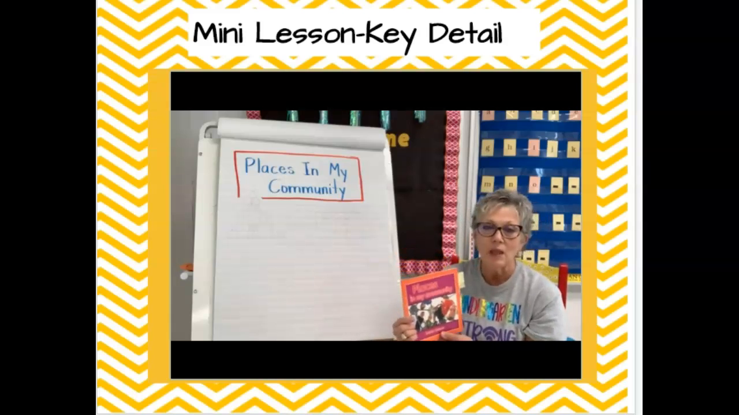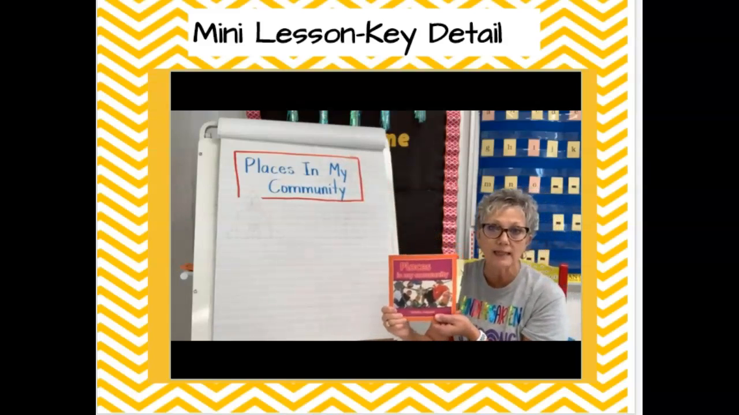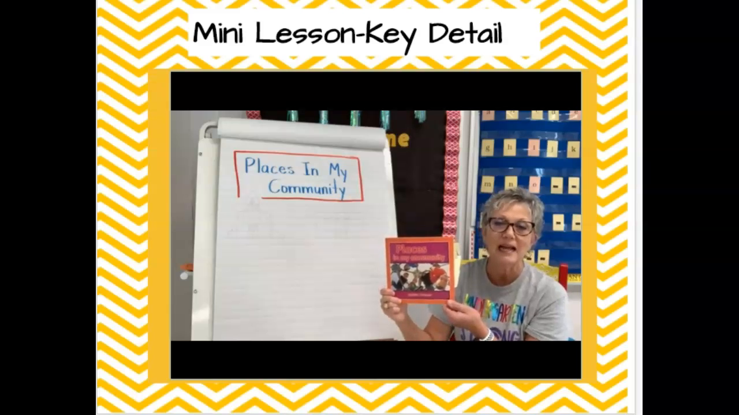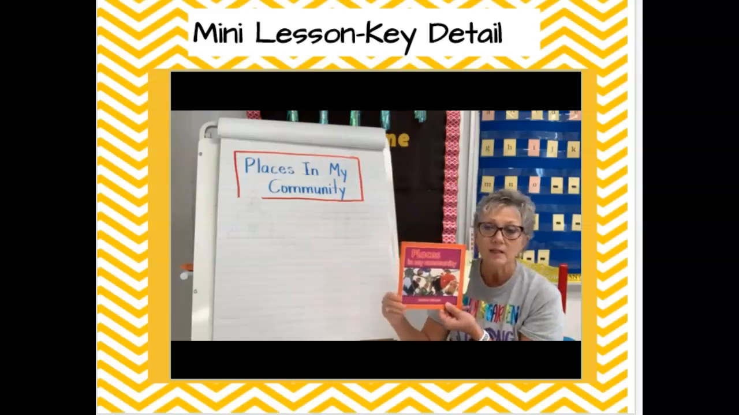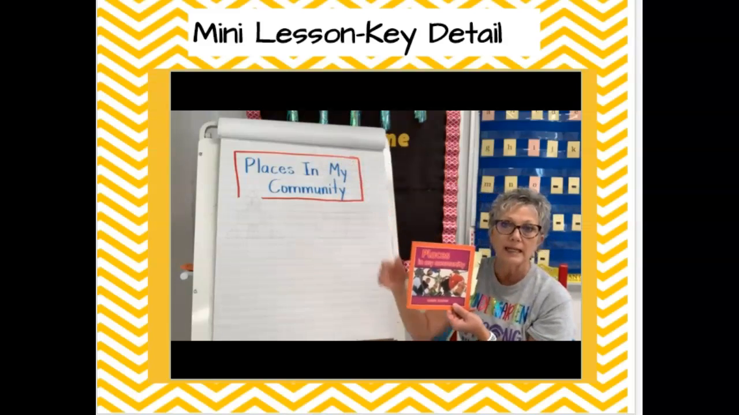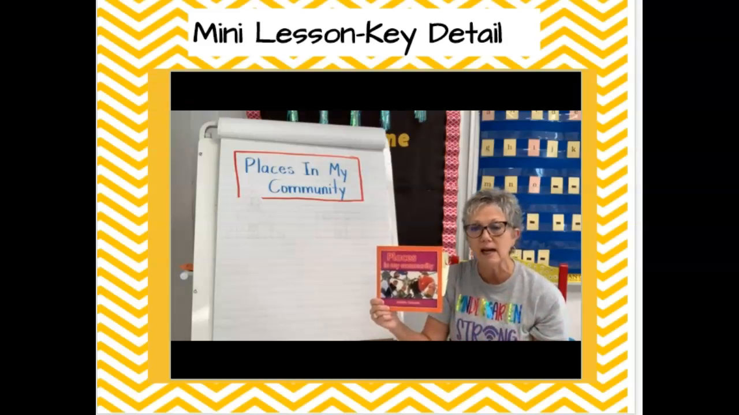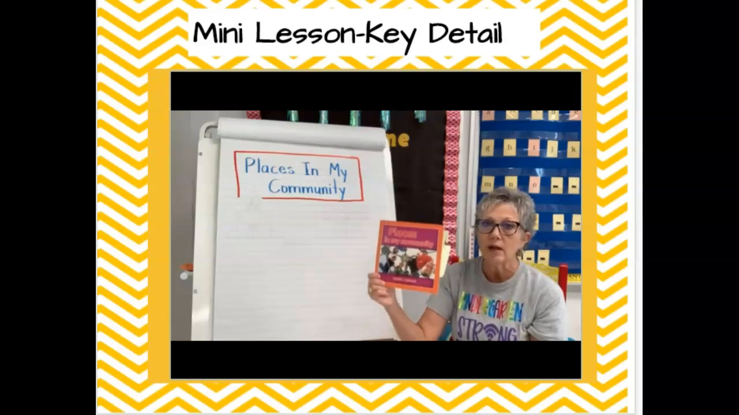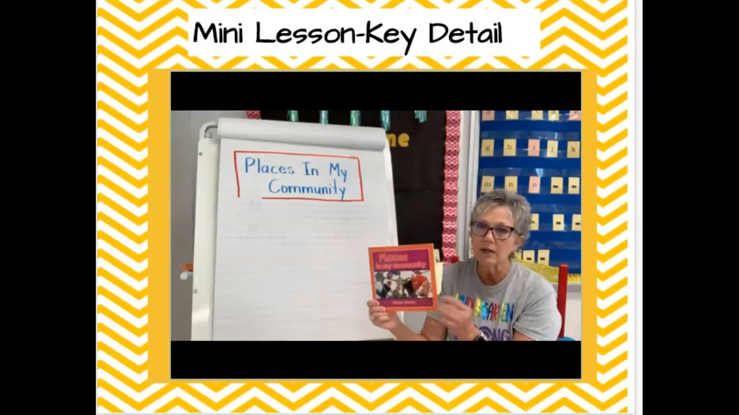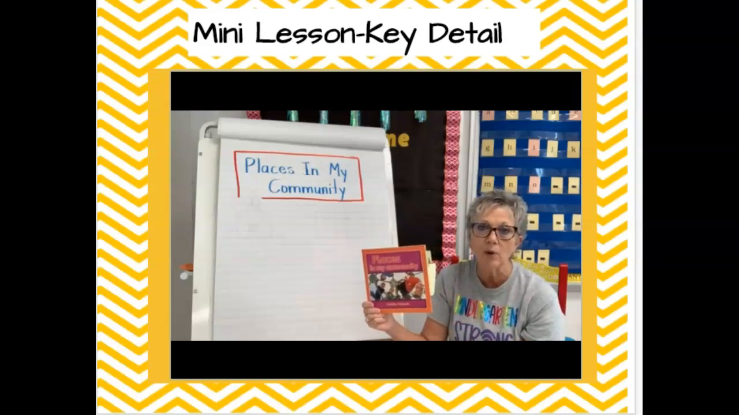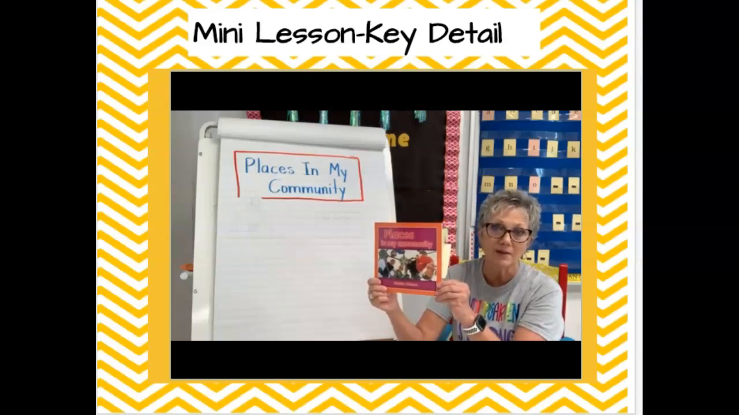So yesterday we talked about the main idea or the central idea or the topic of our book, and we said that was places in my community. So I wrote this down on my paper, places in my community. And today we're going to list a key idea that goes with places in my community. That means I'm going to refer back to the book and pick one thing that I remember about a place in the community in this book, okay?